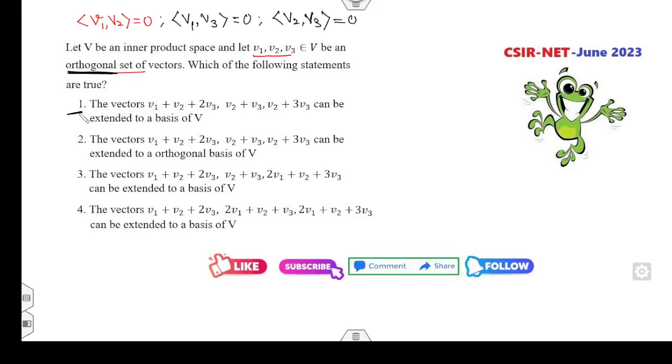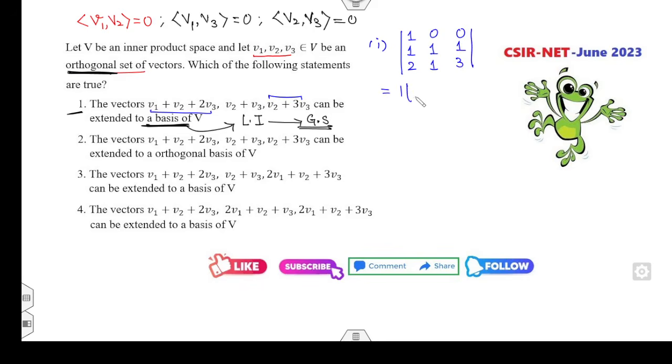Then which of the following set can be extended to the basis? बेसिस में कैसे जा सकते हो? अगर आपने ये प्रूफ कर दिया कि ये Li है तो आप इसको एक्सटेंड कर सकते हो बाय यूजिंग द ग्राम स्मिथ प्रोसेस. फाइन, तो सबसे पहले इस वेक्टर को चेक करना वेदर दे आर Li और नॉट. तो इसके लिए चेक कर लेते हैं इसकी मैट्रिक्स V1 V2 V3 कॉलम. आप रो में भी लिख सकते हो, चॉइस आपकी है. V1 V2 V3. तो कितना आएगा इसका डिटर्मिनेंट?